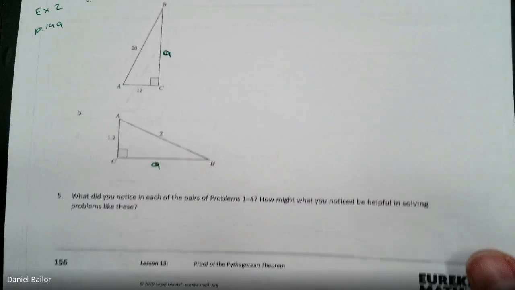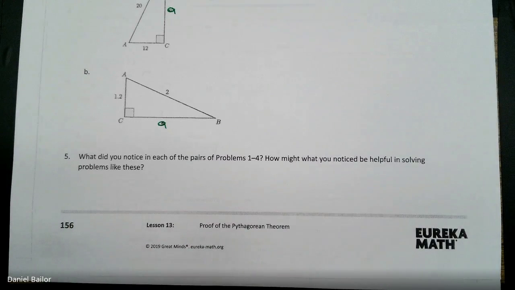Oh, number 5 on your problem set, I forgot. What did you notice in each of the pairs of problems number 1 through 4? How might what you notice be helpful in solving problems like these? This is where they talk about the place value stuff. Remember, we talked about how the numbers did not change, the place value changed. You should see that same pattern happening in all of these. So tell me how that can help you if you know that changing the place value of the pieces changes the place value of everything.